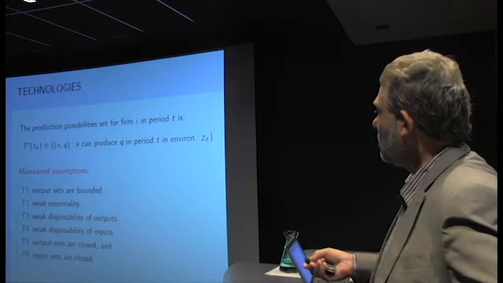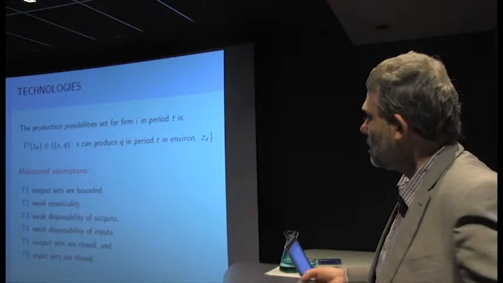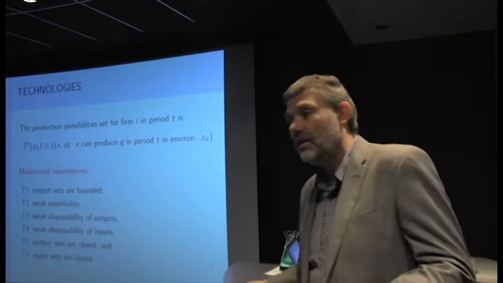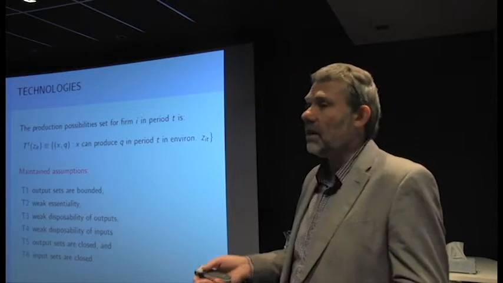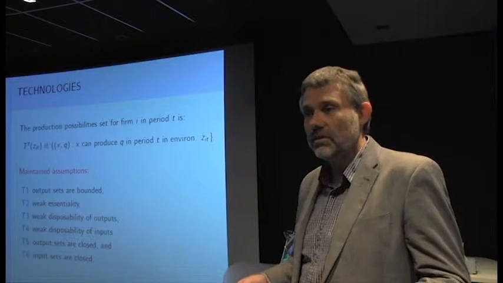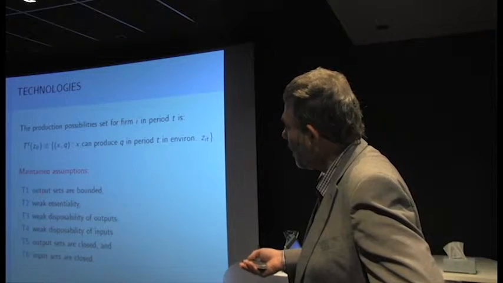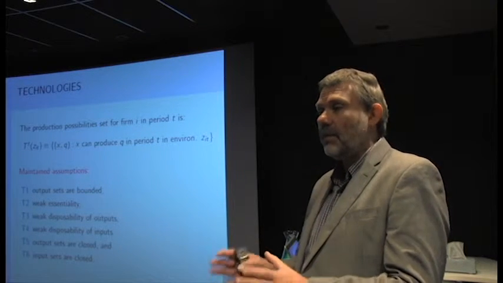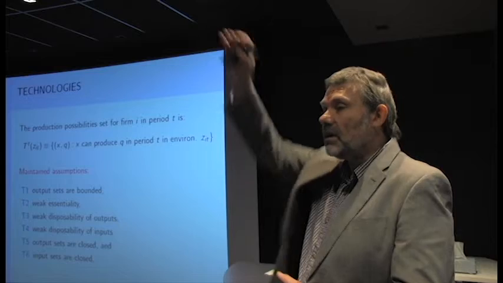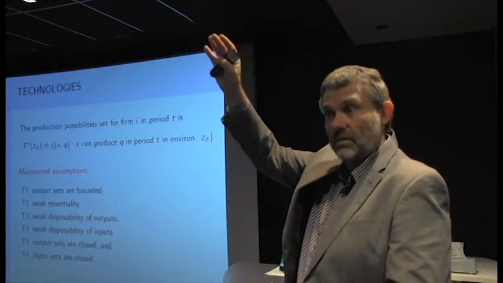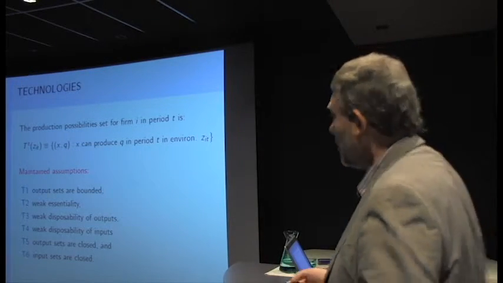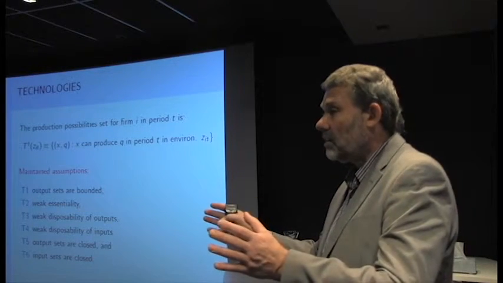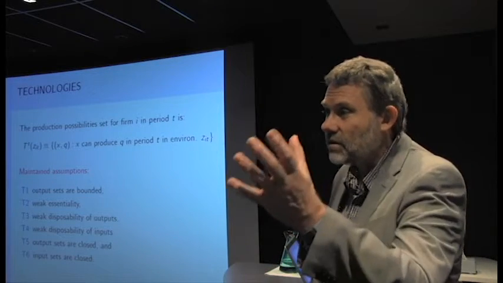Well, it's a bit hard to work with these things mathematically. So what they do is they say, let me make some assumptions about the technology, by way of assumptions about what the technology can and cannot produce. So, for example, we say that output sets are bounded. That means that for any given amount of inputs, there's a limit to how much you can produce. That's reasonable. Can't produce an infinite amount. Weak essentiality means that if you're going to produce something, you've got to put something in. You can't produce something with nothing.